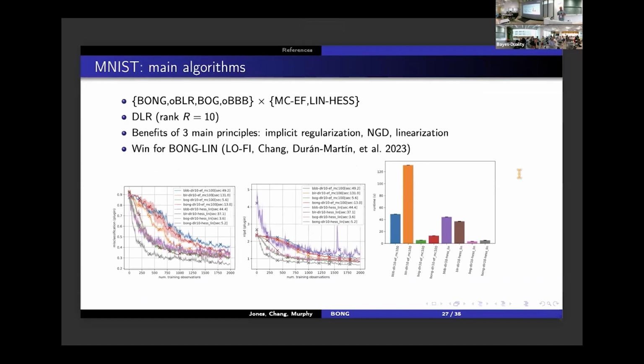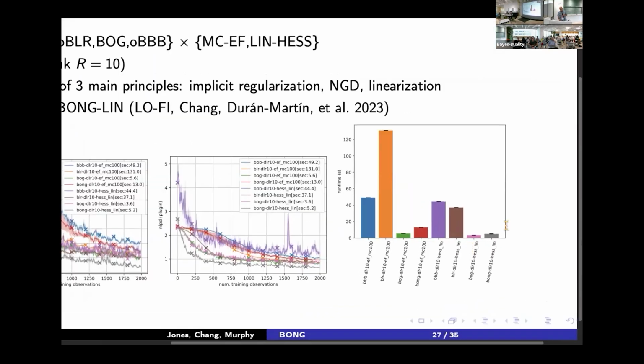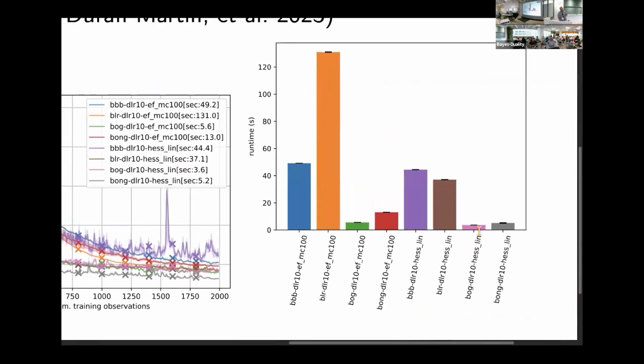But we see the implicit methods are faster than the iterated methods. The natural gradient methods are faster than the gradient descent methods, and linearization helps. And overall, this is a win for the linear BONG, which is the lo-fi paper that we published a year ago, which is the gray line at the bottom. So you see that in terms of statistical efficiency. You also see it in terms of time efficiency. The lo-fi is faster than just about everything else as well. BOG is a little bit faster because, actually, why is the gradient descent faster than the natural gradient? I don't think we had a good answer for why BOG is faster than BONG.